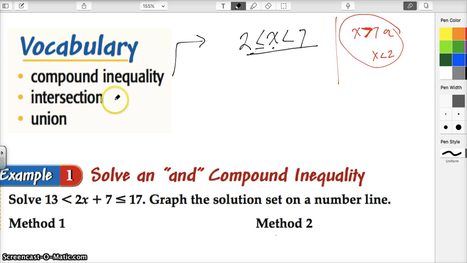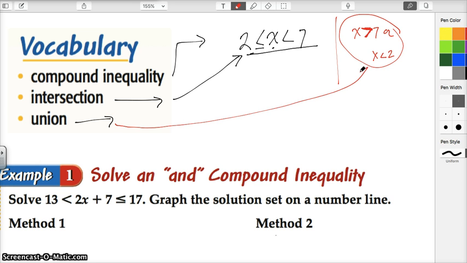All right, so basically what these two words really mean is that intersection is where two things overlap, and in a sense we're looking at an intersection in this case. And a union is where we're taking two things that are different and joining them together. So this is a union of x being greater than 7, all of those answers, and x being less than 2. So this is a union and this is an intersection.